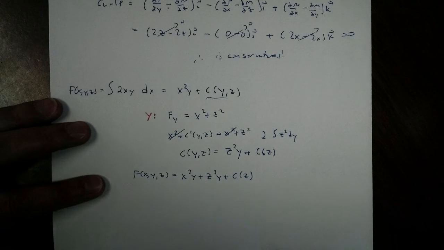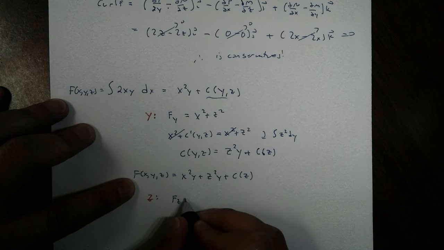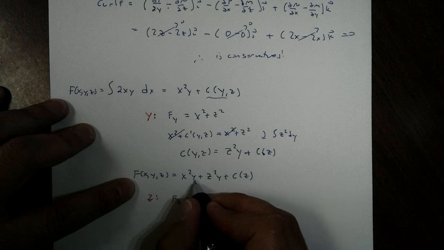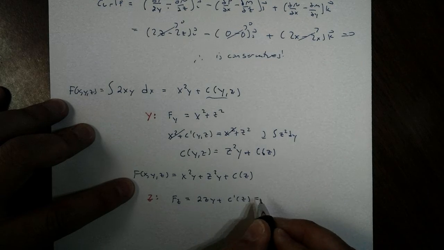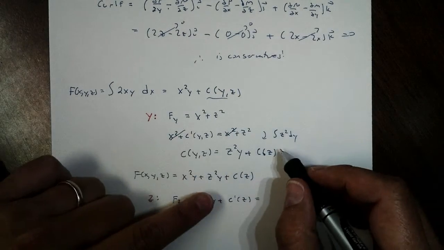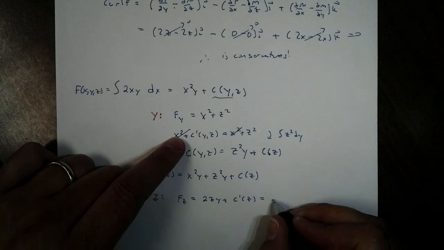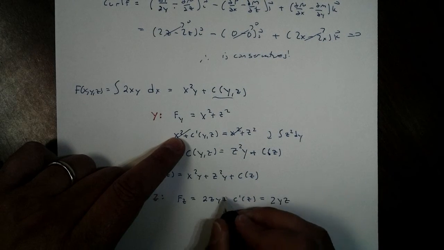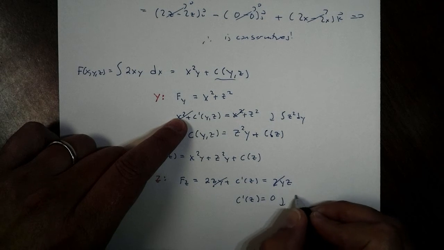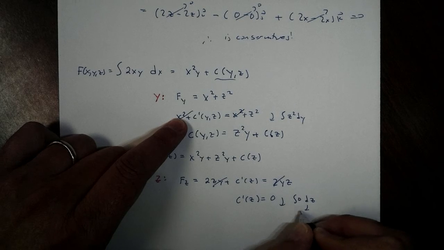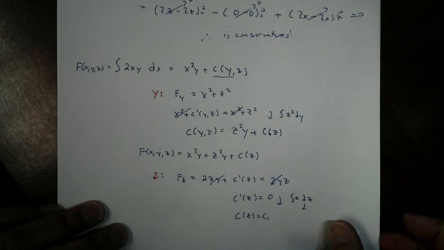And now I have to solve for z, so I'm going to take the derivative of my function with respect to z. And I can do that real quickly. That's just 2zy plus c prime of z. But what is that going to equal? Well, that's going to equal the z component of my vector field, this 2yz up here. Of course those cancel out, and we get c prime of z equals 0. And when we integrate 0 dz, we just get a constant. So c of z is just a constant.